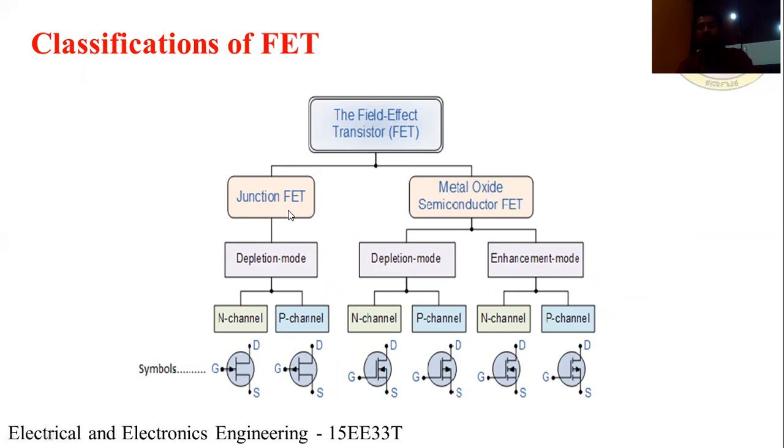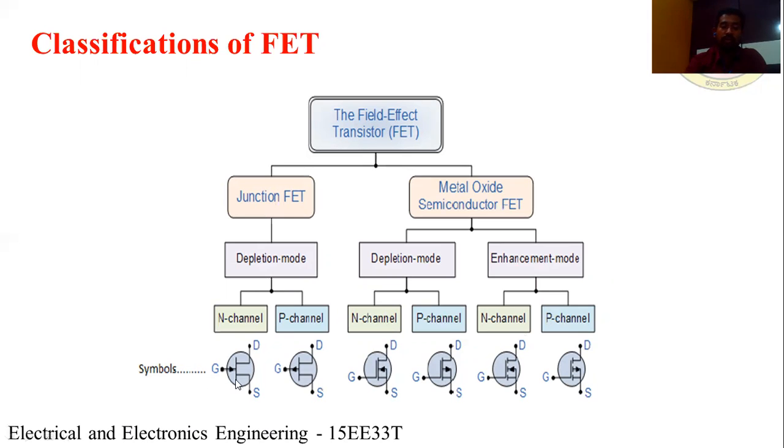Again, this junction field effect transistor is further classified as depletion mode FETs. And the metal oxide semiconductor FETs are further classified as depletion mode FETs and enhancement mode FETs. The junction FETs are classified into N-channel FETs and P-channel FETs. The metal oxide semiconductor FETs are classified into N-channel and P-channel FETs under depletion mode. In enhancement mode, it is also N-channel and P-channel enhancement mode MOSFETs.